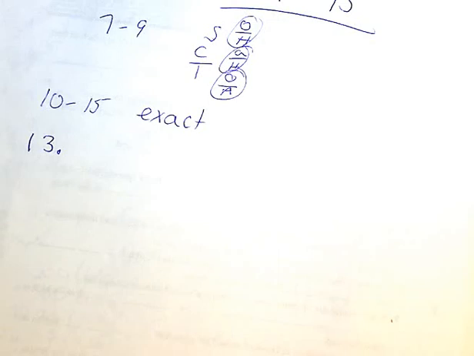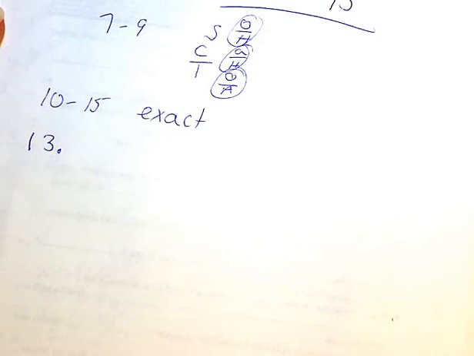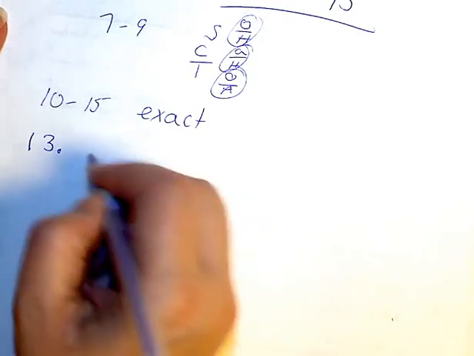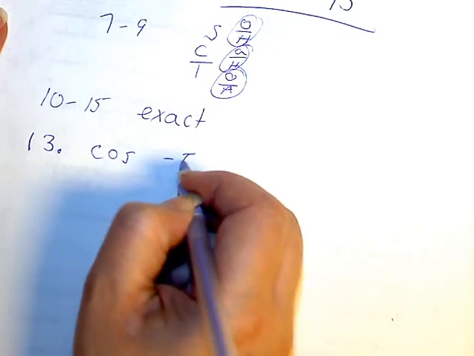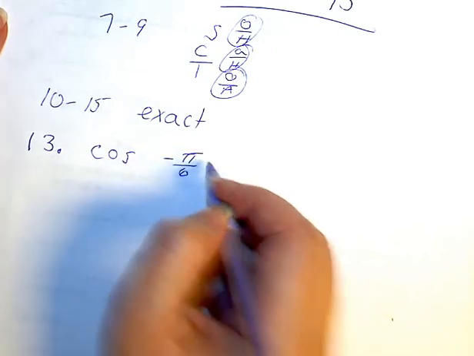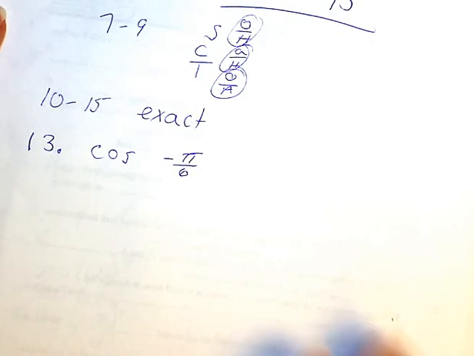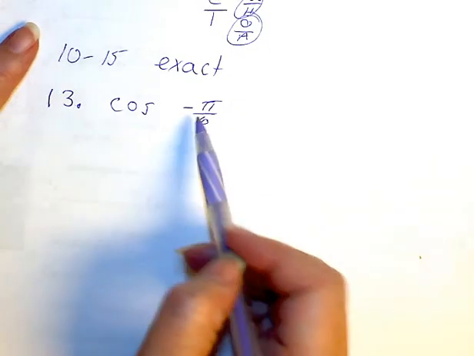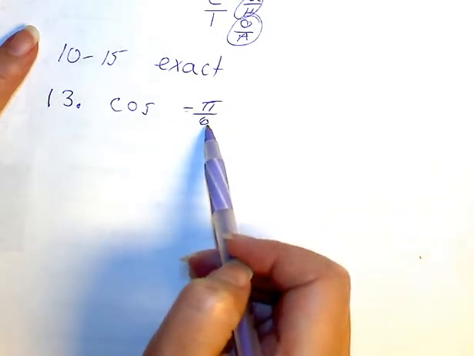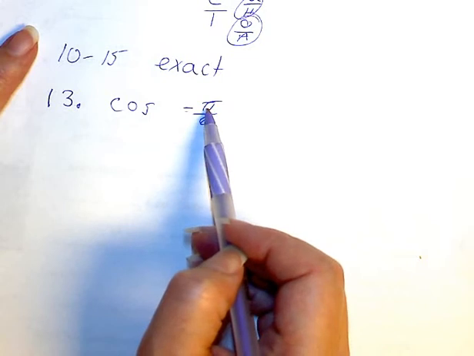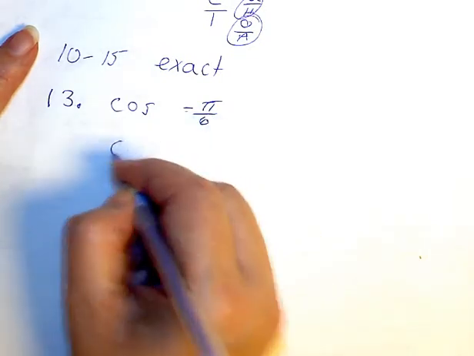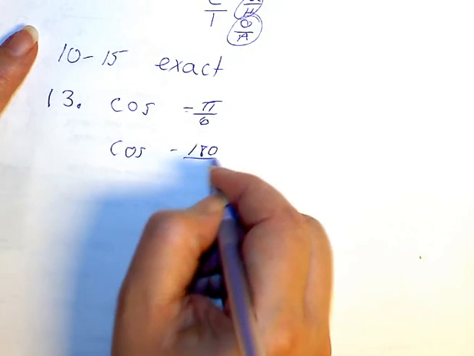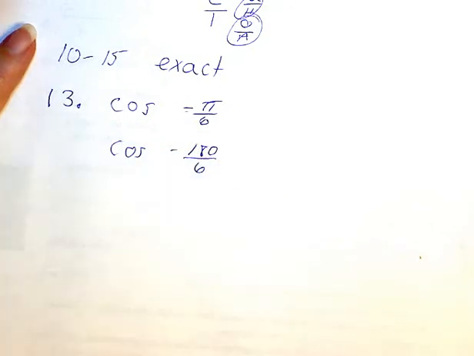All right, so number 13 on page 601. It says to find cosine of negative pi over 6, exact value. So the first thing we need to do is figure out what negative pi over 6 is. What do I have to replace pi with? 180 degrees is right. So cosine of negative 180 over 6. What is negative 180 over 6? Negative 30.